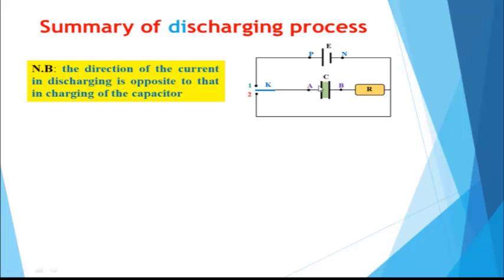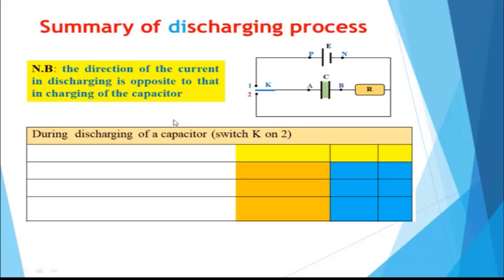Whereas in the discharging process, the capacitor is the one which determines the direction of the current inside the circuit. Then it will move from the positive plate, go out from A, and go into B. Then, as we can see, the directions of the current in the charging and discharging processes are opposite. In this table, we are going to sum up the voltage across the capacitor and the resistor and the current inside the circuit throughout the discharging process.